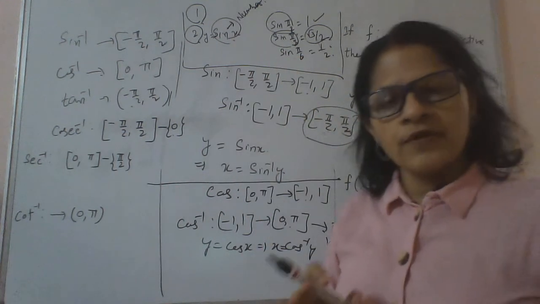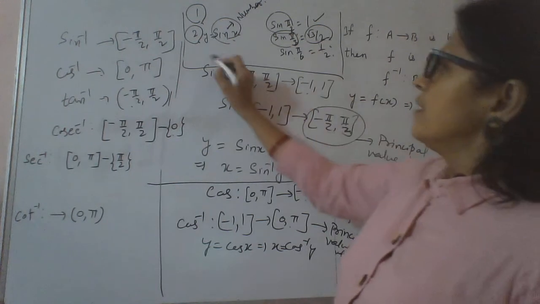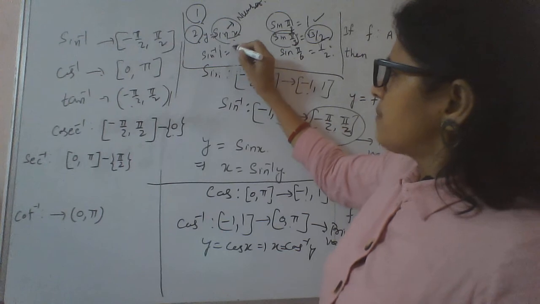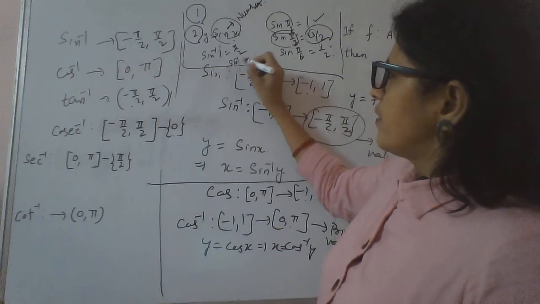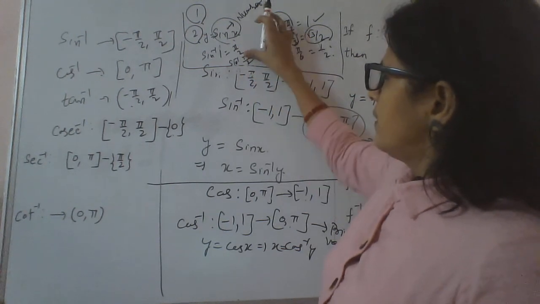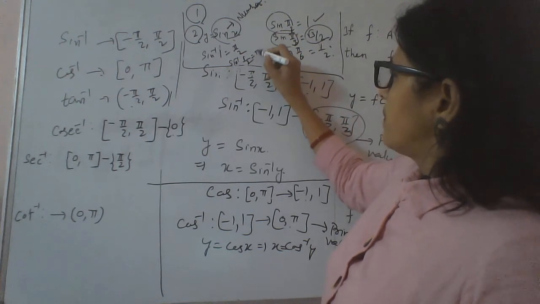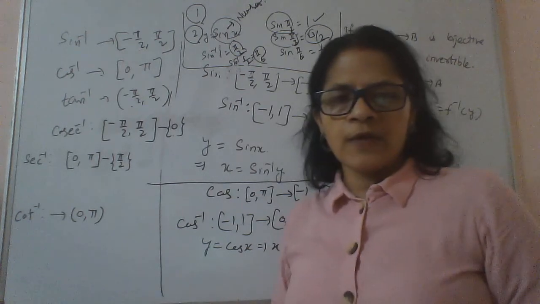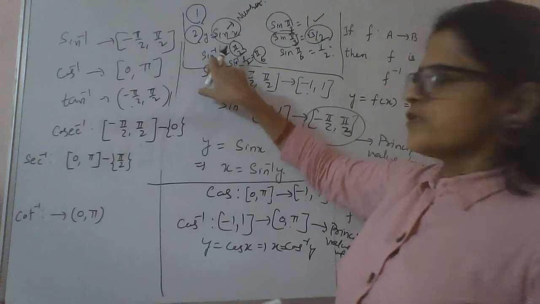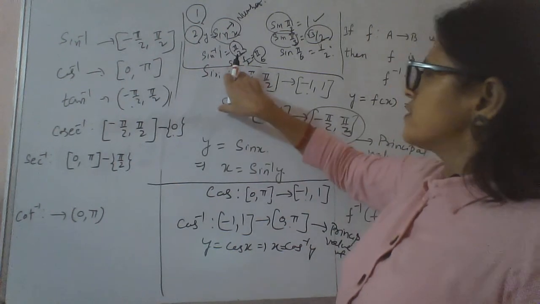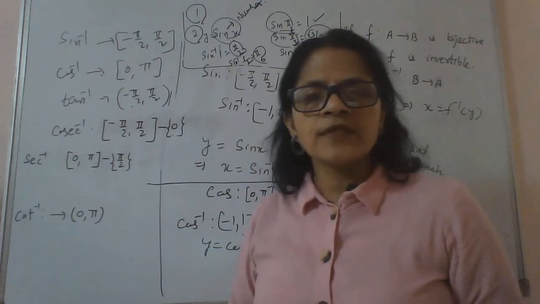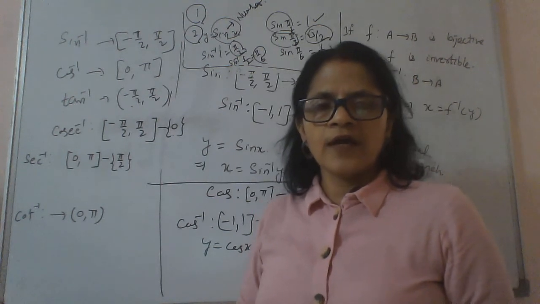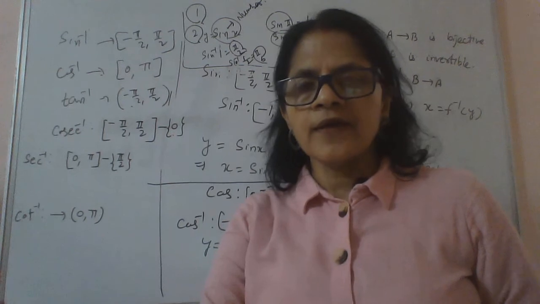But whenever we come to inverse functions, as I said, sine inverse 1 is pi by 2. Sine inverse 1 by 2 will be pi by 6. So these are angles. Pi by 2, pi by 6, pi by 3 are angles. So sine inverse 1 is an angle. Sine inverse 1 by 2 is an angle. So basically sine inverse x, cos inverse x, tan inverse x, these are angles.